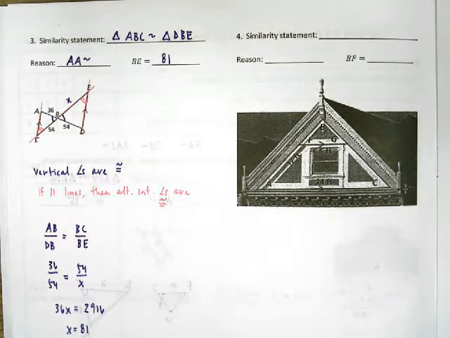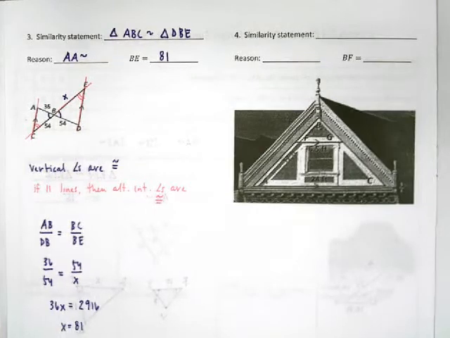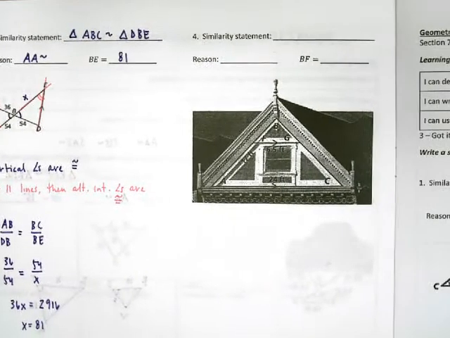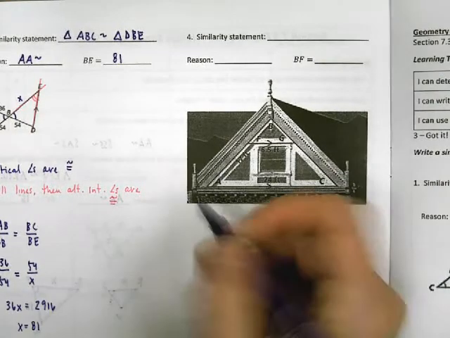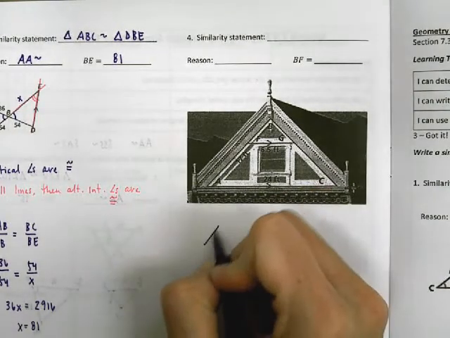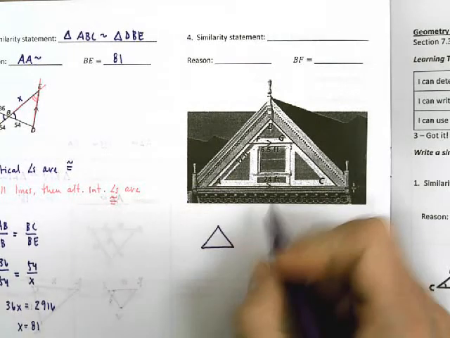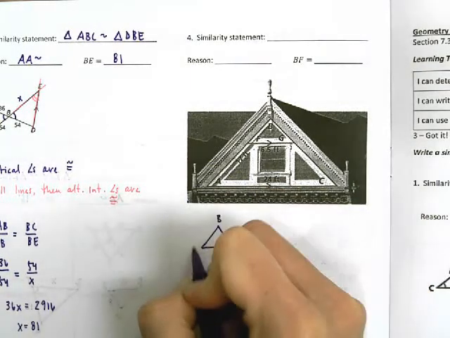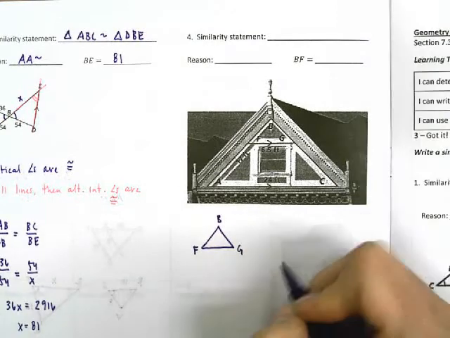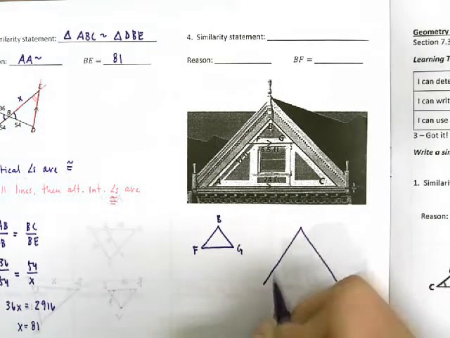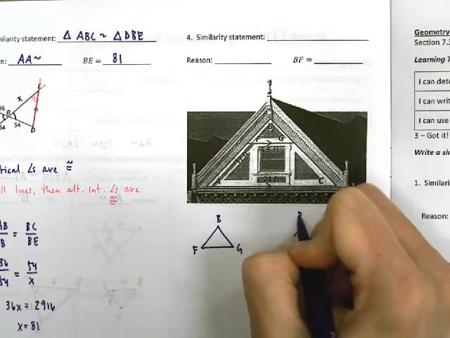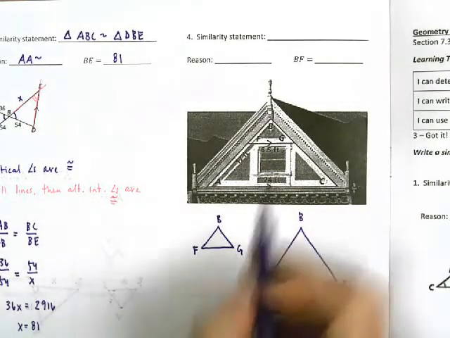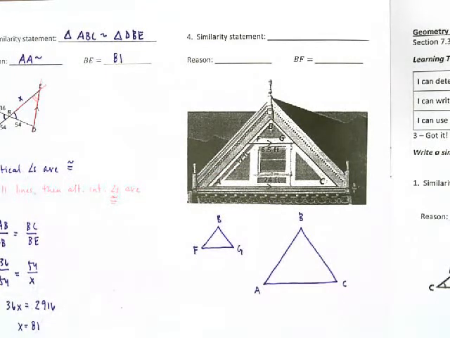All right, last example. And this one's a little bit hard to see. Actually, it's a little better on the camera than it looks on my page. But here's what we have. Again, I have two overlapping triangles. This one is BFG. And then I have a big triangle, ABC. And I know that FG and AC are parallel.